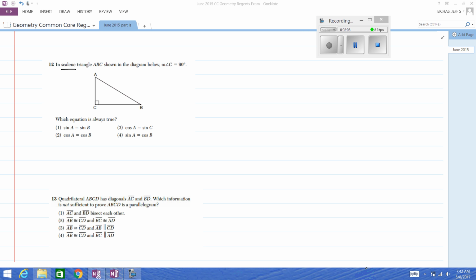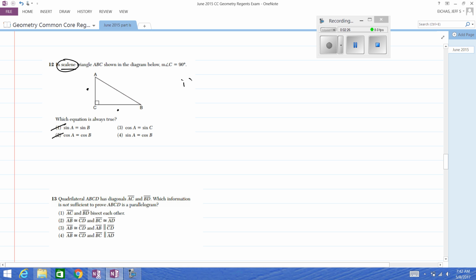Okay, which is always true. Now, the purpose of scalene is so that we know that these two sides are not congruent. So cos of A will not be the same as cos B, and likewise there. So that was the point of saying it was scalene. All right, so this is a pretty typical problem.